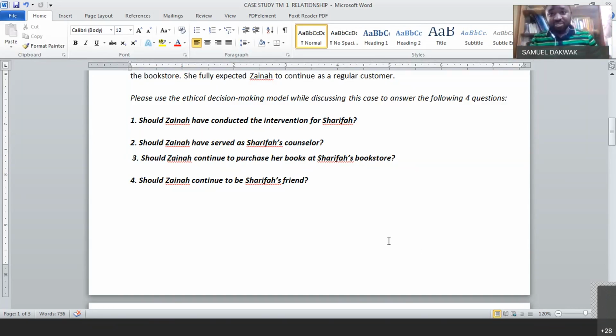Then the question now, I want you to respond to the third and fourth. Yes, the third and fourth. To continue, certainly, she should find a way of disengaging from patronizing the shop of Sharifa. All right, and the last question is, should Zainab continue to be her friend? Certainly, it's going to be a dual relationship, so it's going to conflict with principle 1 of dual relationship. My humble thoughts.